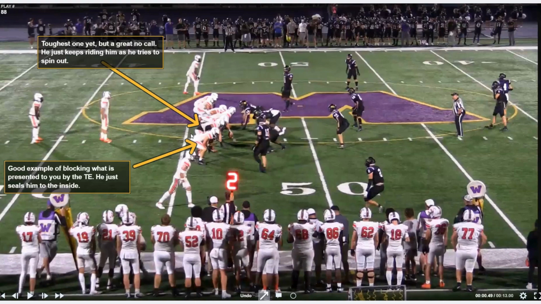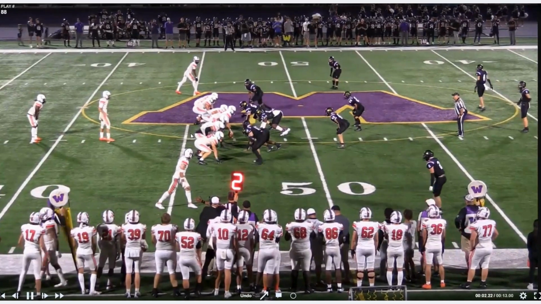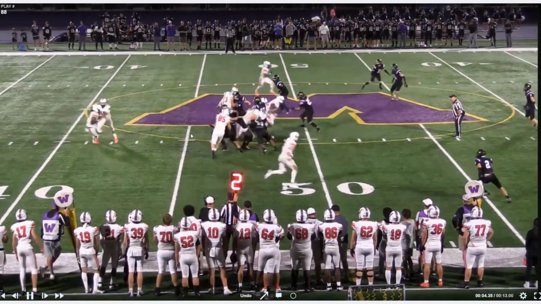Okay, this is a very good example of a no call, a correct no call for offensive hold. He just rides this defender, and the guy tries to spin out of the block, and we want to make sure that we don't get fooled when they spin out of it or when they throw their hands up, that we have a hold. All right, so let's take a look at this action.